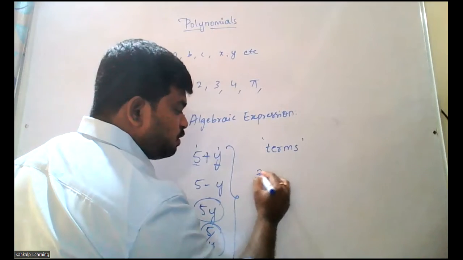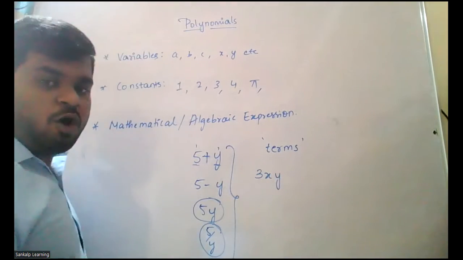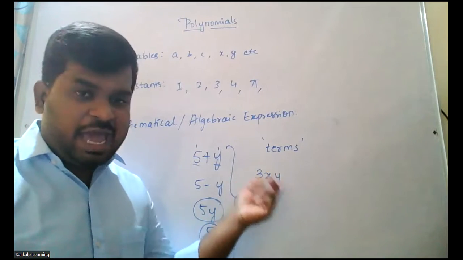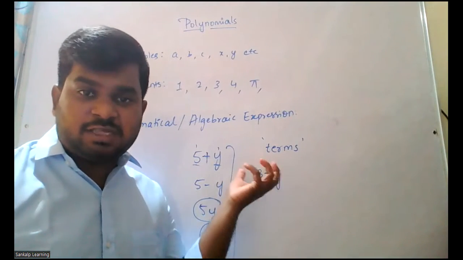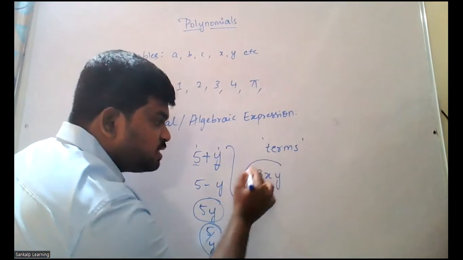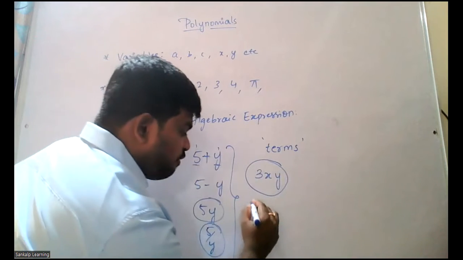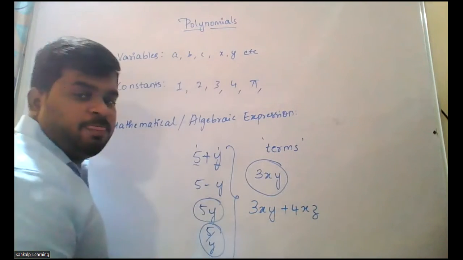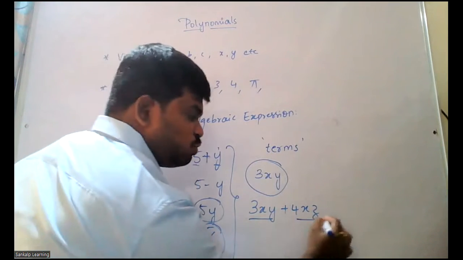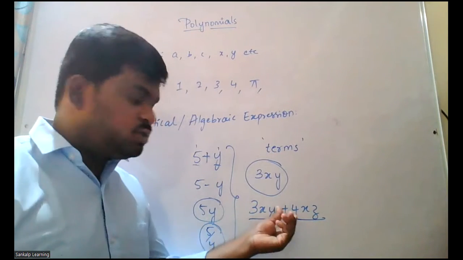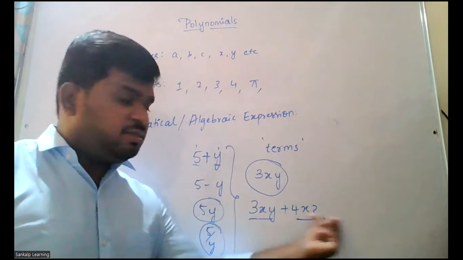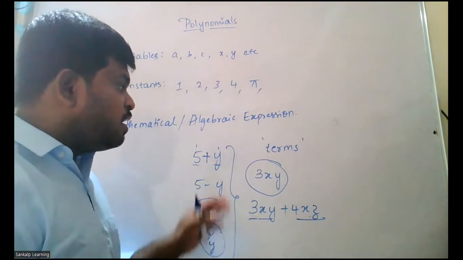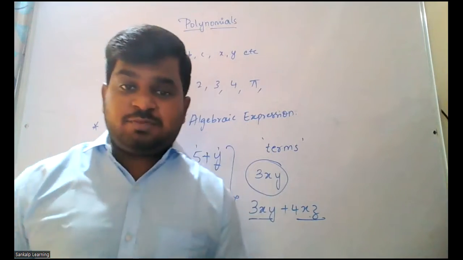Let's take another example, 3xy. Now, how many terms are here? If you observe, all three things, 3, x and y, are in multiplication. They are multiplied. Therefore, we consider this to be one term. Whereas if I write it like this, 3xy plus 4xz, then this is one term and this is one term. So whenever plus and minus comes, we consider this to be a different part and this to be a different part. Therefore, there are two terms here. So this is the meaning of algebraic expression.